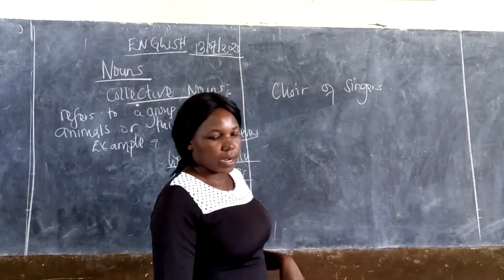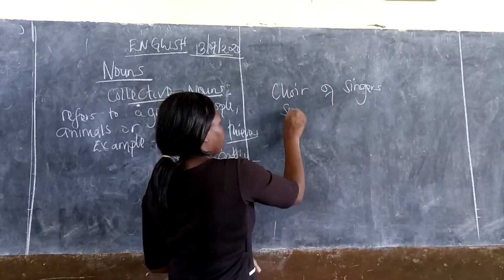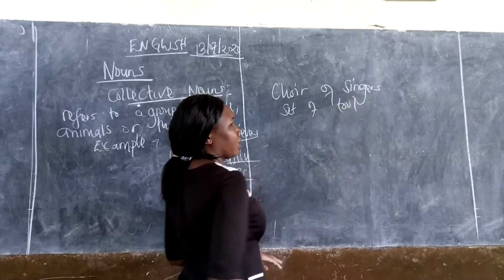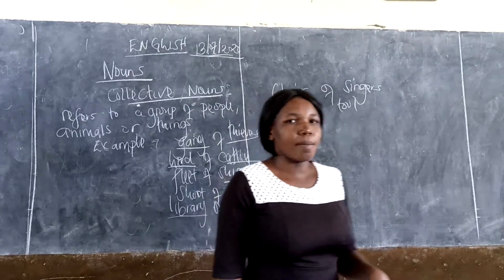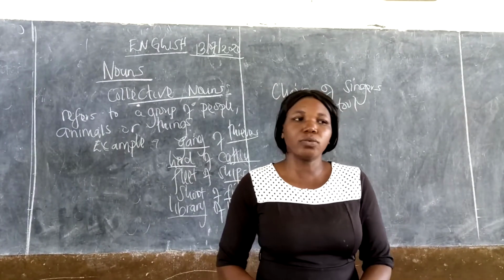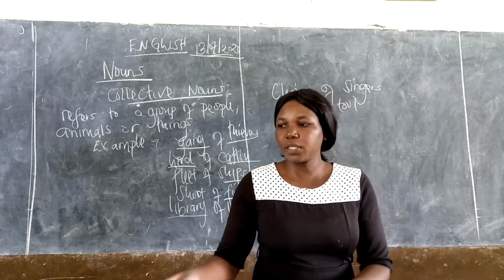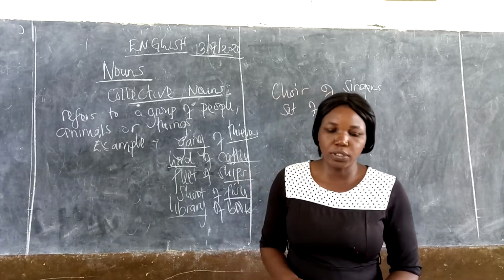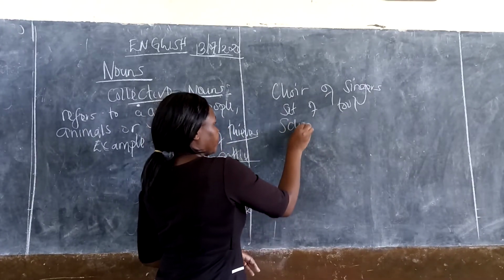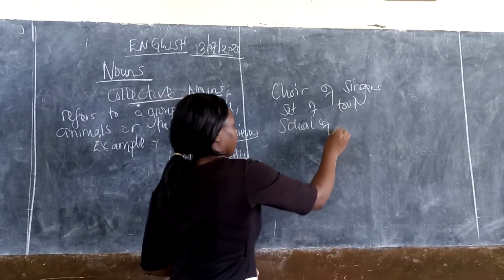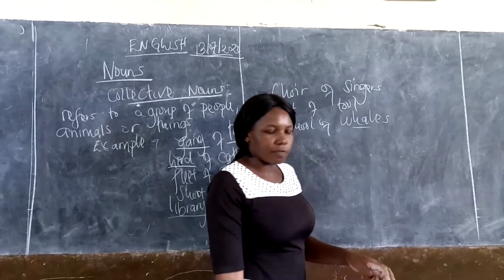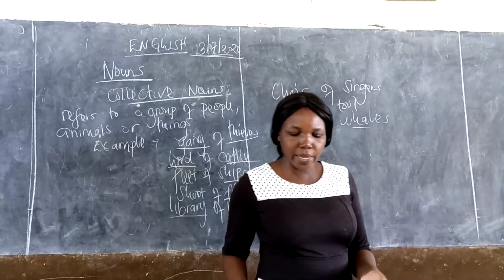We have another, a set of tools. Those people who work maybe in mechanics have a toolbox. So that one is a set of tools, different types of tools. We also have a school of whales. These are mammals living in water. That is a school of whales.